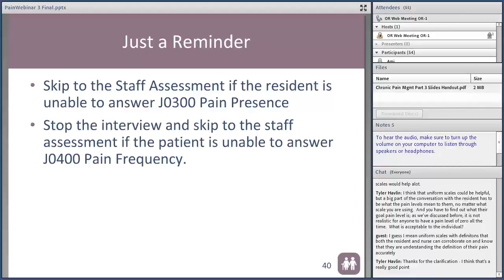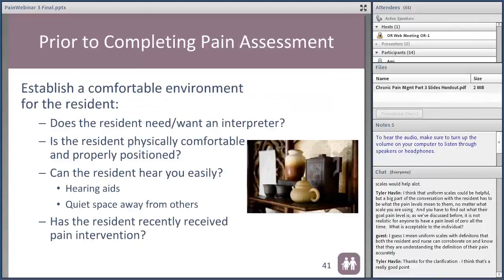And just a reminder again to skip to the staff assessment if the resident is unable to answer J300 pain presence. Again, that should be very few of your people that actually get skipped. They have to definitely not be able to understand, rarely understood. So make sure that we don't do it just because it seems like the better way to do it.